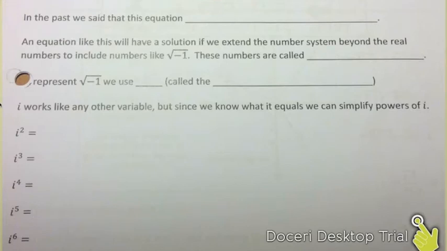So we've said that has no real solutions, and we need to extend our knowledge. An equation like this will have a solution if we extend the number system beyond the real numbers to include numbers like the square root of negative 1. These numbers are called, wait for it, imaginary. And we're going to change that period to an exclamation point. Why? Because we love math. These imaginary numbers take care of square roots of negatives.